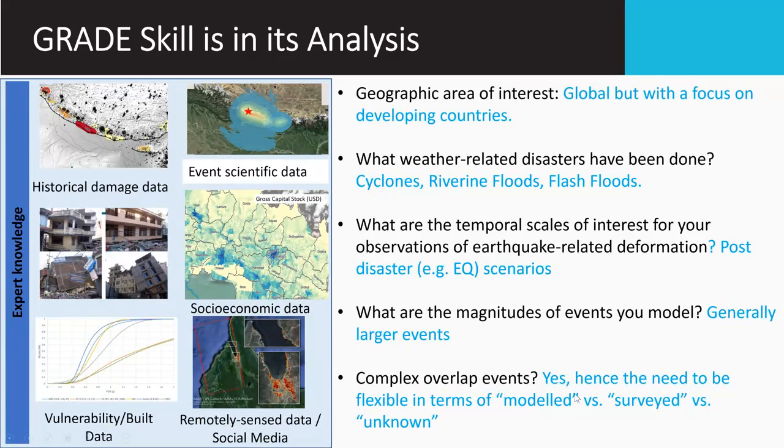And in terms of the complex overlap events, yes, it's flexible, I suppose, in terms of using modeled versus using the survey data and using the unknowns, because again, cyclones are complex. They have a wind aspect, they have rain intrusion to make the damage, they have flooding, often storm surge associated with it, and you can't usually apply a basic function to get at what the economic loss of a building is, because it's affected by 4 different things. And so often it's quite a difficult thing.